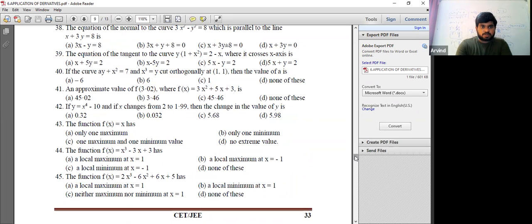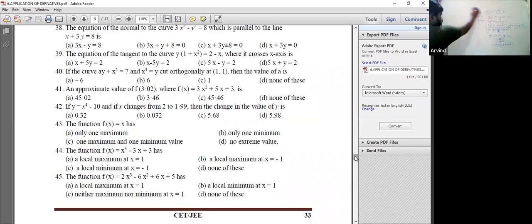Okay, let's go to the next one. If the curves ay + x² = 7 and x³ = y cut orthogonally, then the slope m1 × m2 = −1. So find the slope of the first curve, find the slope of the second curve. If you multiply them, you will get −1, and you can find the value of a. So please do this. This is very, very easy. You can do it quickly.